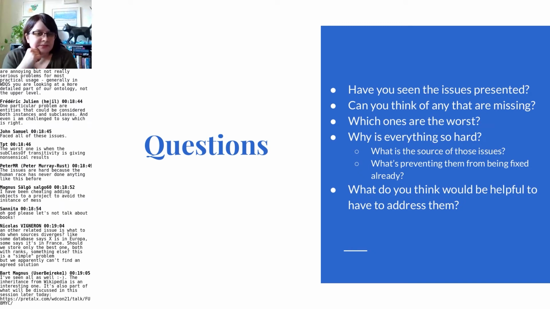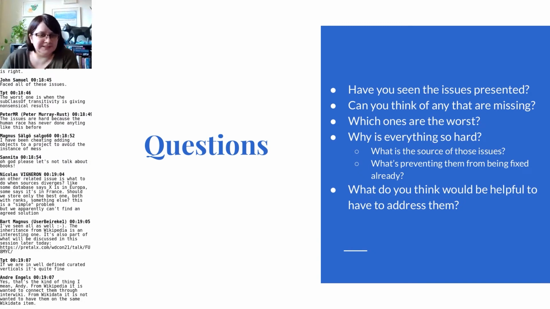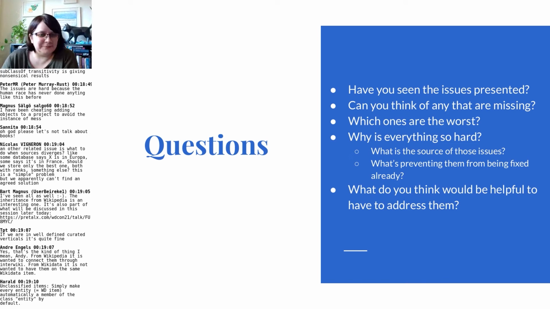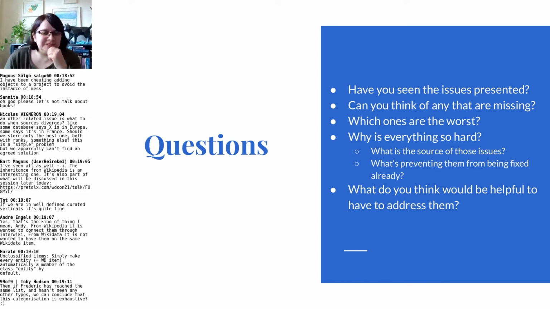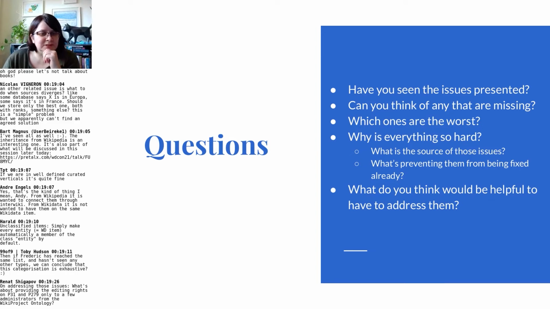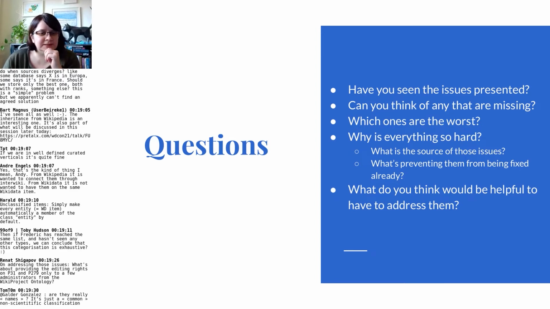Then Frederick is saying, chat is scrolling by too fast, sorry. One particular problem is entities that could be considered both instances and subclasses, and even I'm challenged to say which is right. BT is saying the worst one is when the subclass of transitivity is giving nonsensical results. Okay.